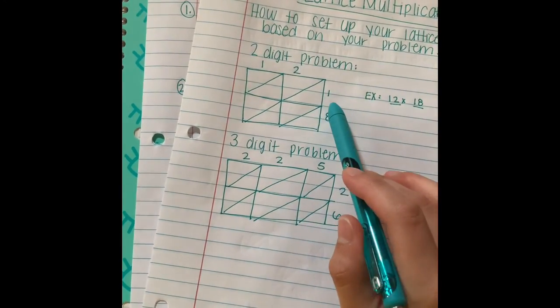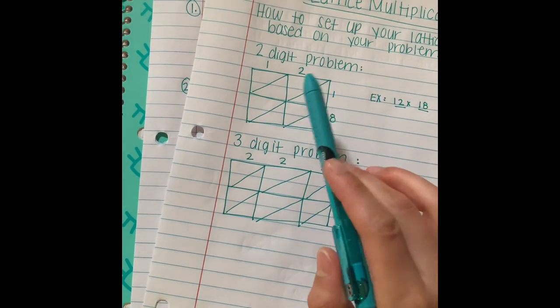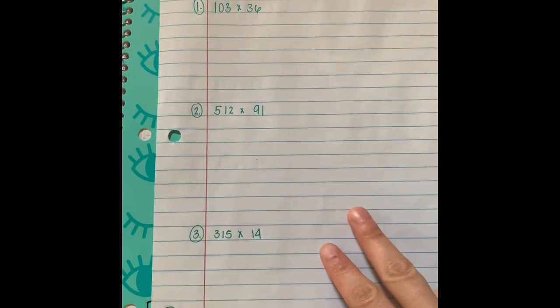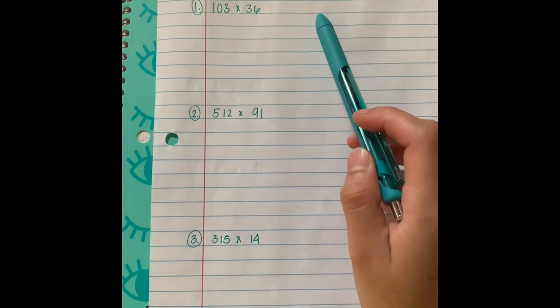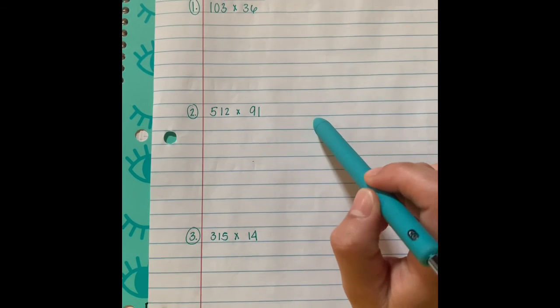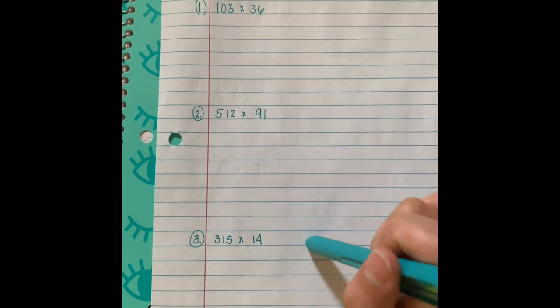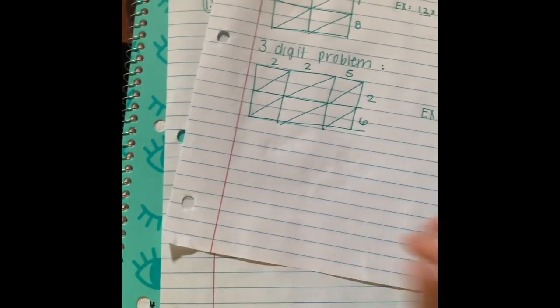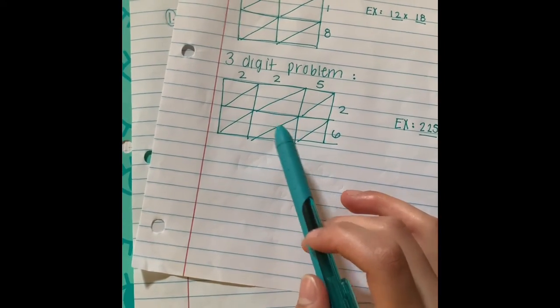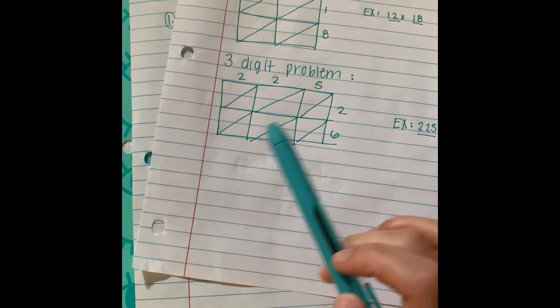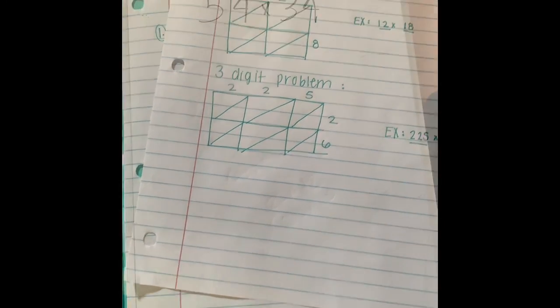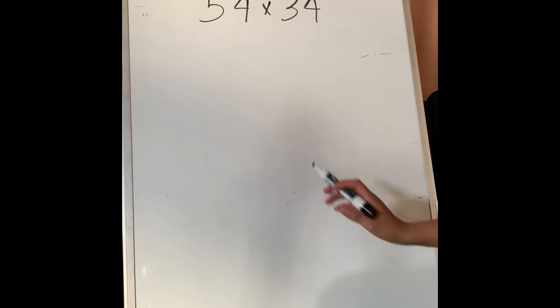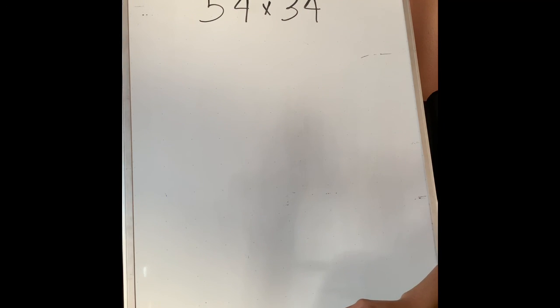So for this, you would set up your lattice like it is up here. You would do your box and divide that into 4, and then set it up how it is here. And on the next class handout, it is also more practice problems, but bigger ones. So we have 103 times 36, 512 times 91, and 315 times 14. You would do the same for that one. You would set up your box like it is here, divide it into 6 parts, draw your diagonal lines, and get to your problem.